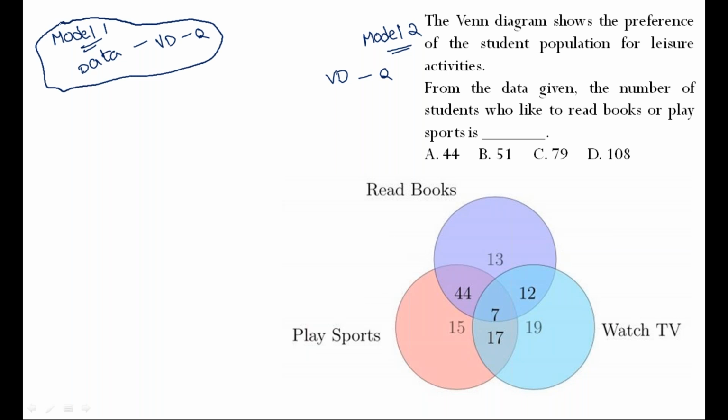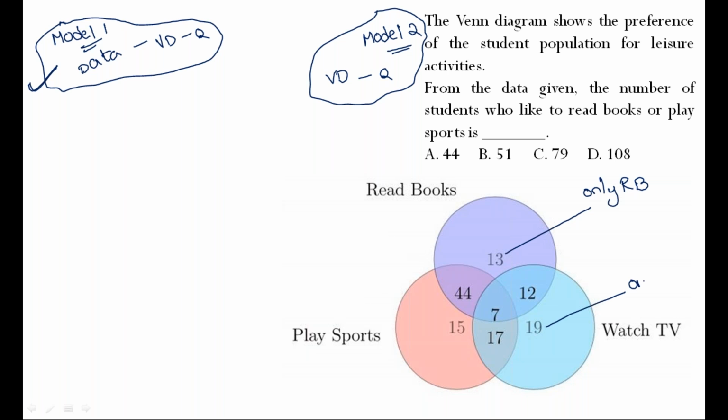But this is what is important from your placements point of view. Model 1 is important for placements, where they give data, you should draw the diagram and answer the question. Model 2 is important for your government sector. Now friends, see this diagram is given. Let me know what you people can learn in this. What is this 13? 13 is only read books. What is this 19? Only watch TV.